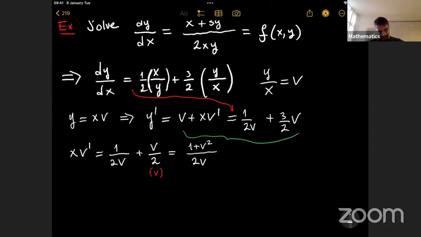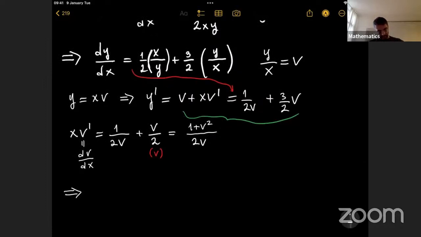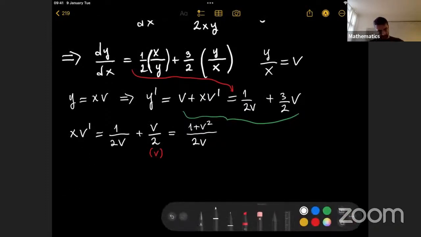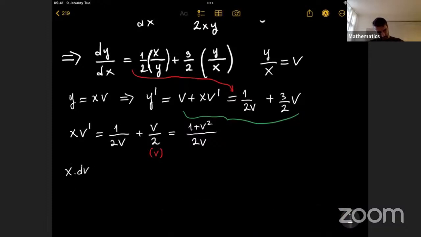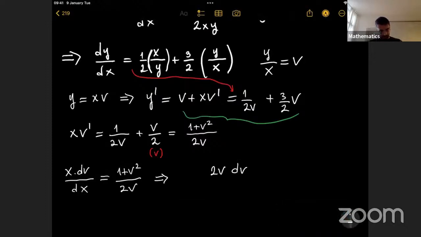From here, you can write like this. This is dv over dx. So x times dv over dx is equal to 1 plus v squared over 2v. It's a separable equation now. So it's going to be 2v dv over 1 plus v squared.